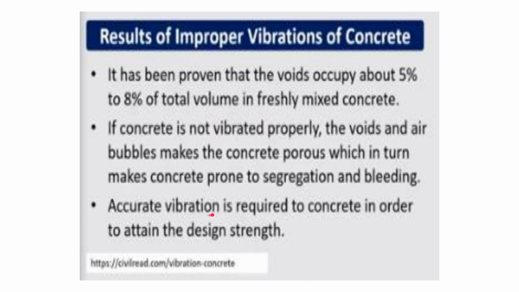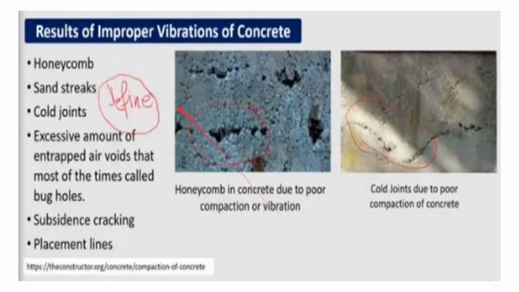Accurate vibration is required for concrete in order to attain the design strength. These are the results of improper vibration of concrete: one is honeycombing, second sand streaks, cold joints, and an excessive amount of entrapped air voids, most of the time called bug holes, subsidence cracking, and placement lines.